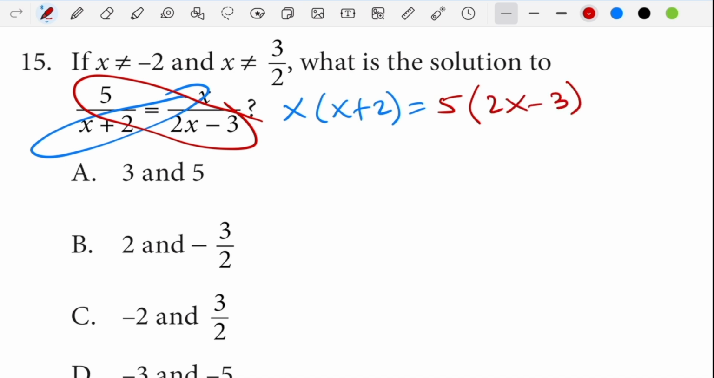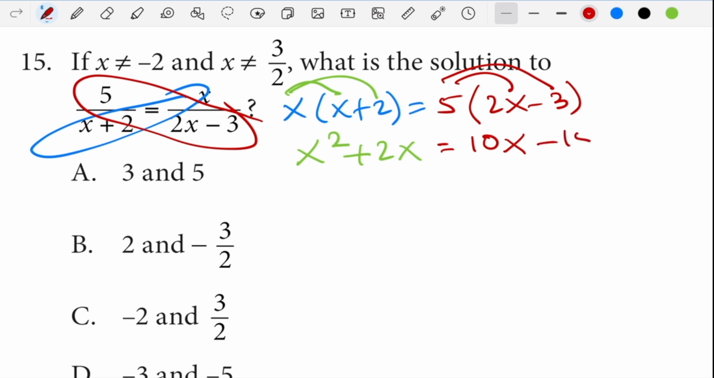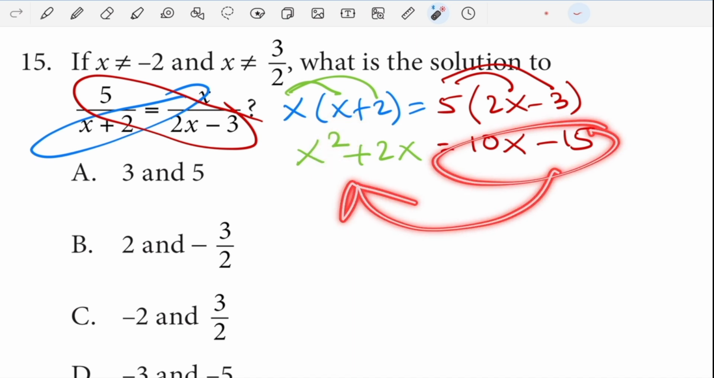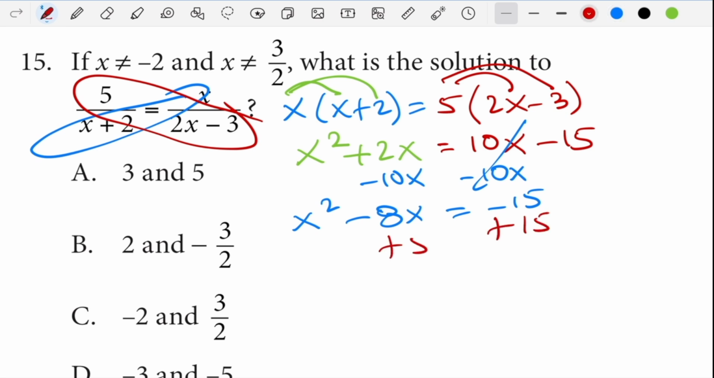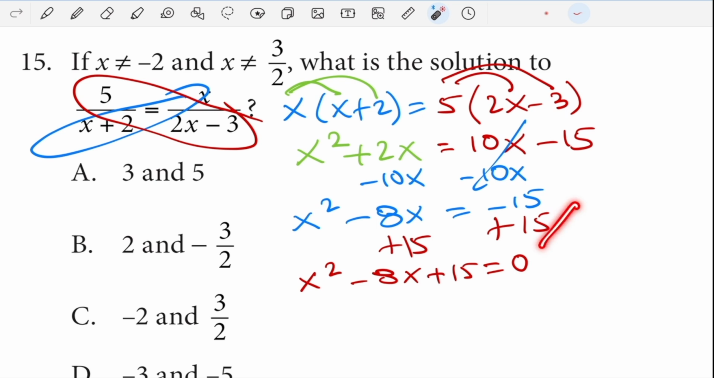Simple as that. Distribute x times x, 5 times 2x, 5 times negative 3. And because I have a quadratic function now, I need to bring everything to the other side of the equation. Minus 10x. So I have x squared minus 8x equals negative 15. Plus 15 on both sides. And that's going to give you x squared minus 8x plus 15 equals 0. Keep in mind, you need to have a 0 every time you're factoring something to the second power. Okay? A quadratic has to be equal to 0 before you can factor.